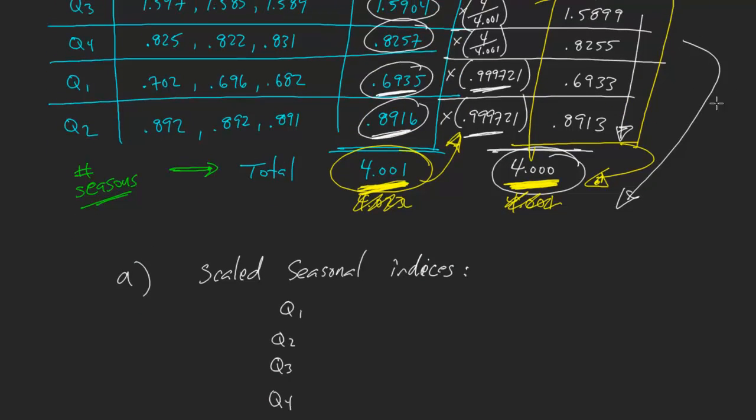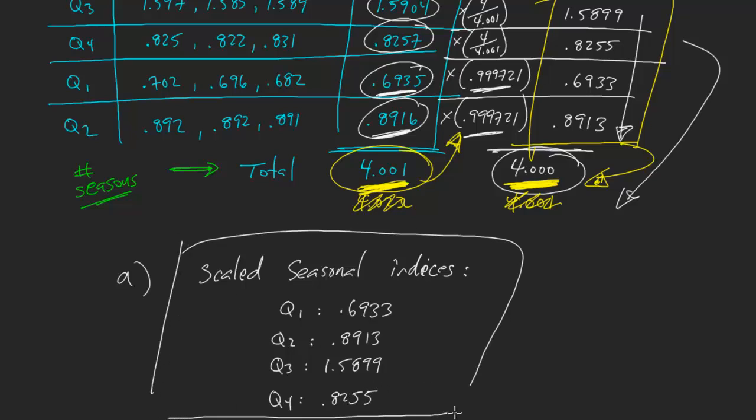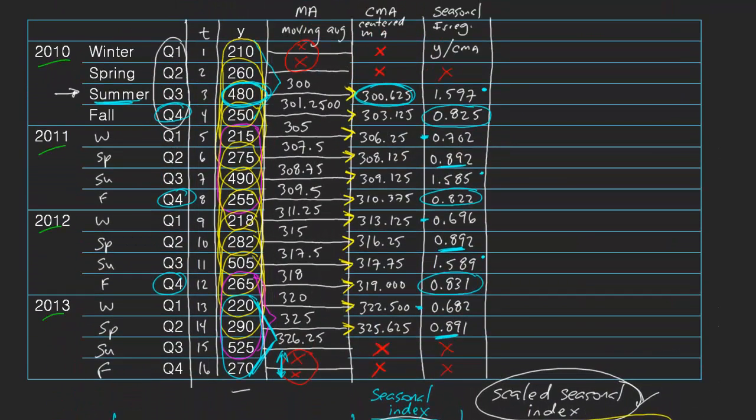So they are, for quarter 1, 0.6933. For quarter 2, it's 0.8913. For quarter 3, it's 1.5899, and for quarter 4, it is 0.8255. So that would be my final answer. But of course, I would have to show them all of these calculations. And probably the hardest thing you're going to have to do is keep track of what to do as you move from one column in this table to the next. So a bit of practice is really the best thing there.